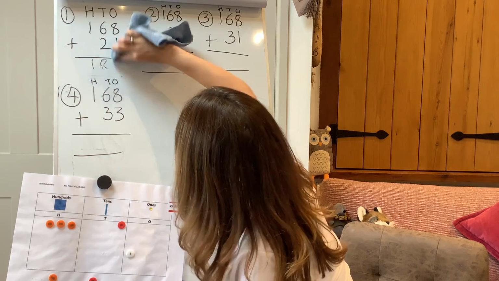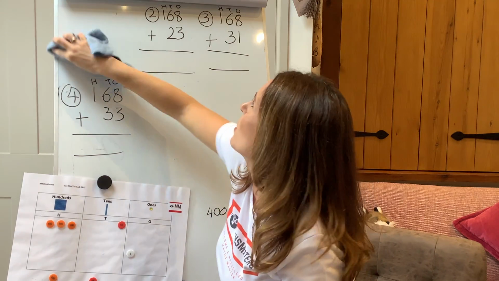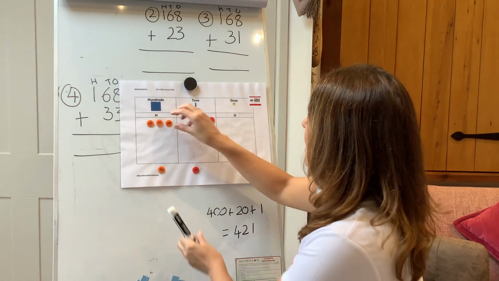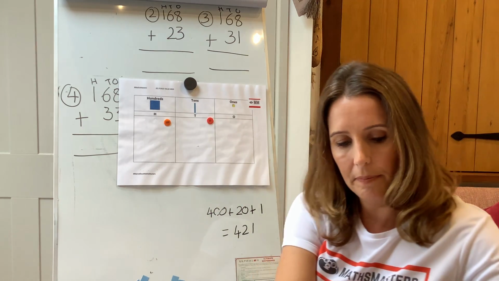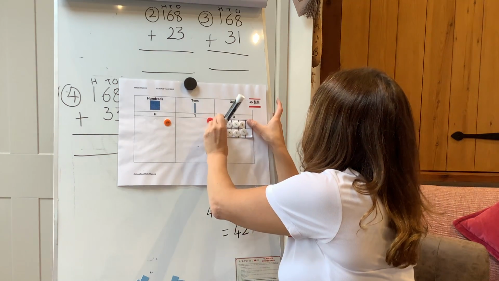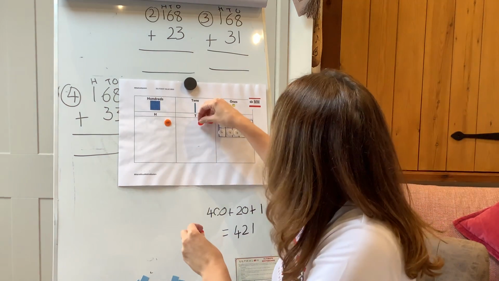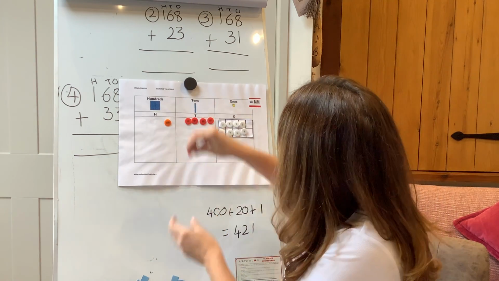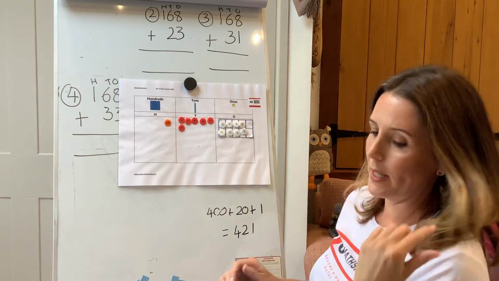Okay, now the second one, was there exchanging in the second one? So let's have a look at this one. We've got 8 ones and 3 ones. So if we look at this using our place value, we've got 168, and we have got 60. Okay, and we're adding on 23.